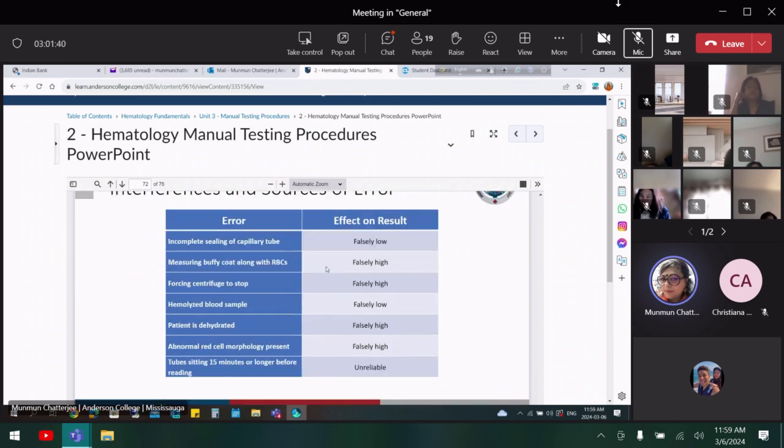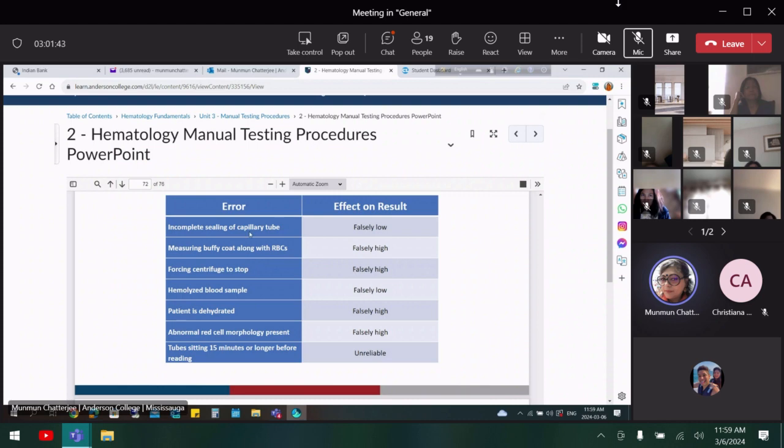Interference and sources of error. Incomplete sealing of the capillary tube will be falsely low. Measuring the buffy coat is going to give a high result. Forcing the centrifuge to stop gives a falsely high result, if you don't allow it to spin for the proper rotation time or RPM up to the proper time.